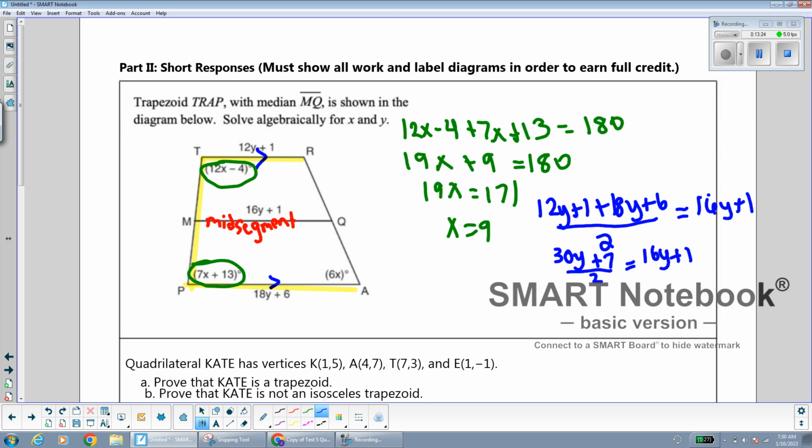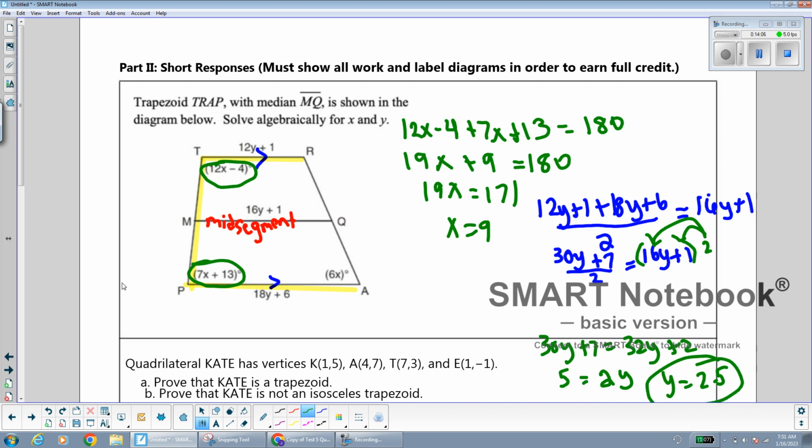What I'm going to do now is multiply both sides by 2. Make sure when you multiply this side by 2 that you distribute the 2 to everything inside the parentheses. So here we have 30y plus 7 is equal to 32y plus 2. Subtracting 30y from both sides, subtracting 2 from both sides, I have 5 is equal to 2y. And then 5 divided by 2, because I'm going to divide both sides by 2, tells me that y is equal to 2.5.